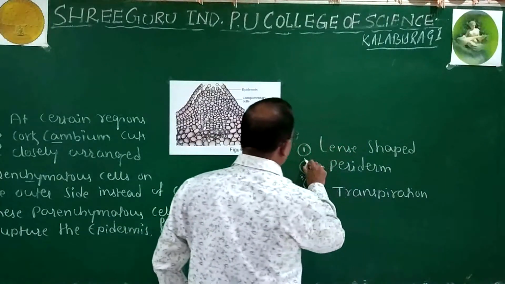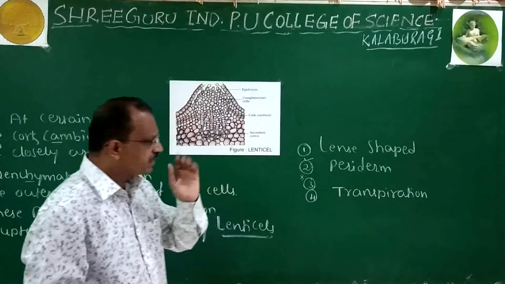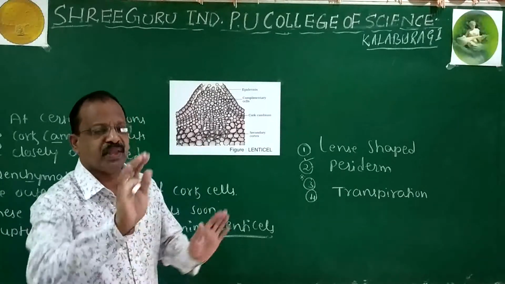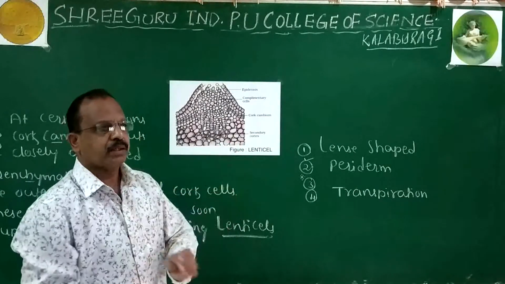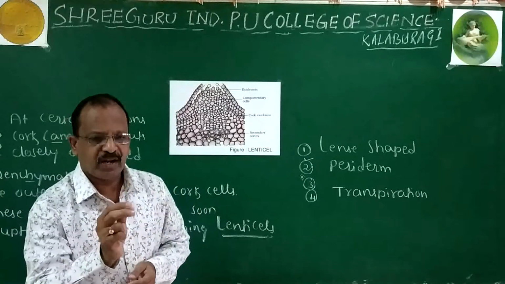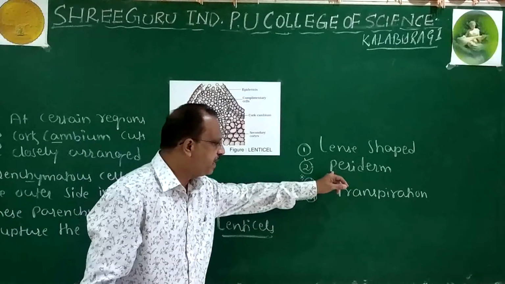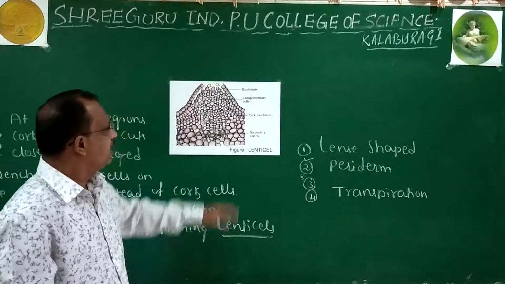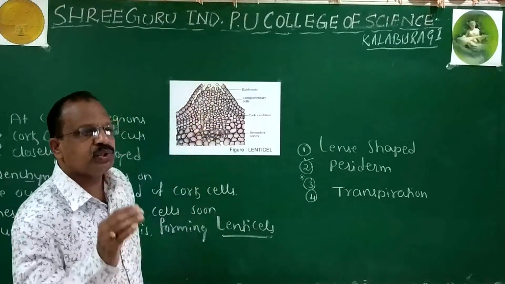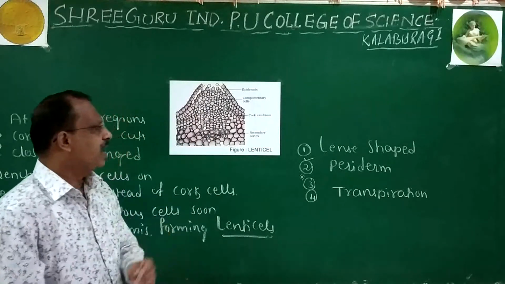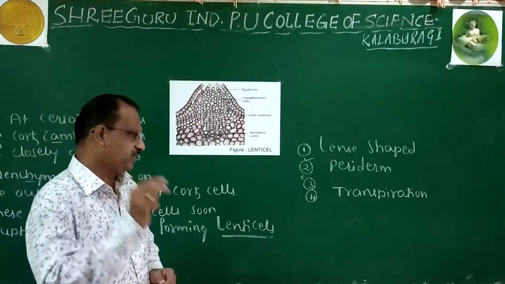Look over the second point. Lenticels are produced especially during the formation of periderm. Peri means surrounding, derma means layer. Phellem plus phellogen plus phelloderm together constitute periderm. Third point, lenticel is filled with loosely arranged thin-walled parenchyma known as complementary cells.